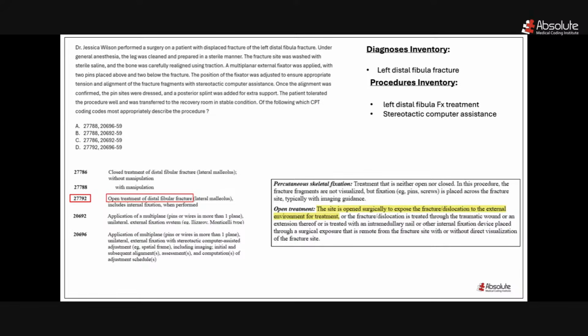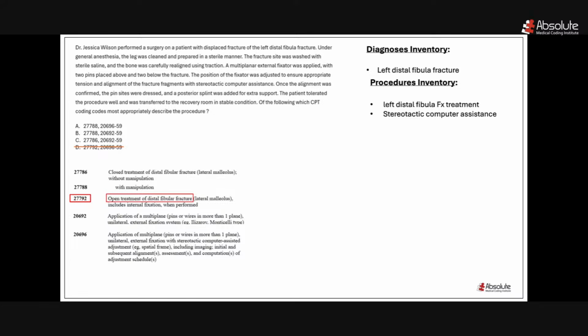No, right? You can see the fracture site was washed with sterile saline and the bone was carefully realigned using traction. There is no documentation that the fracture site was surgically opened. Yes, which means this is not an open fracture. This is a closed fracture.